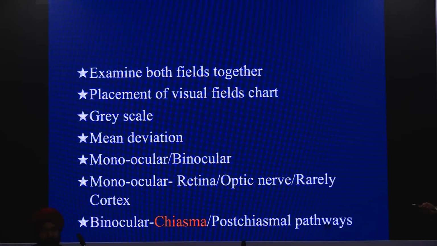Once you have placed the visual fields, the first question you ask yourself is, is the visual field defect monocular or binocular? Monocular is much more likely to be retina, optic nerve, or very rarely cortex. Binocular, you're looking at the chiasm, where temporal visual fields will be gone, and post-chiasmal, where a homonymous hemianopia, that means a visual field temporal side of one eye and nasal of the other side, is generally involved.